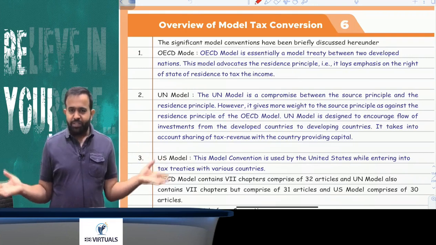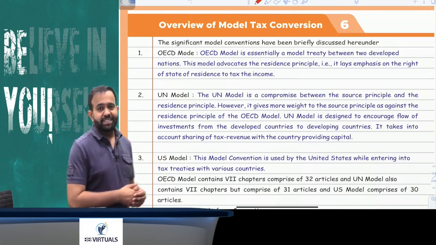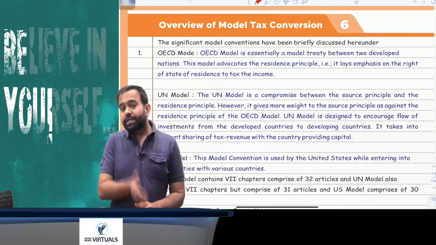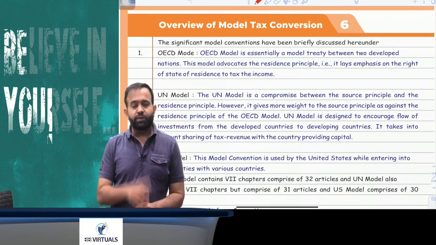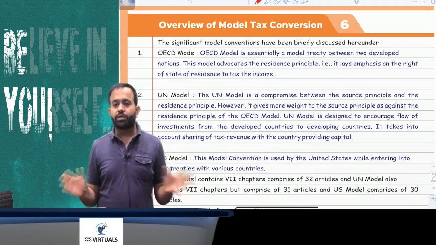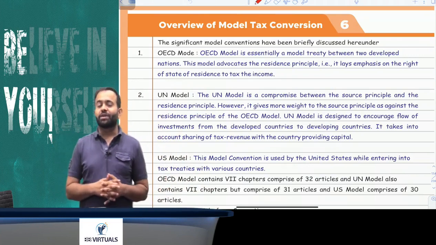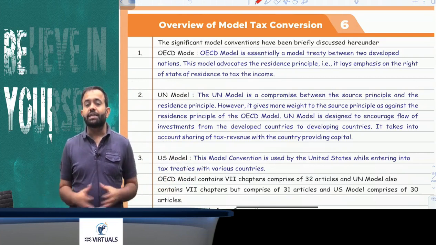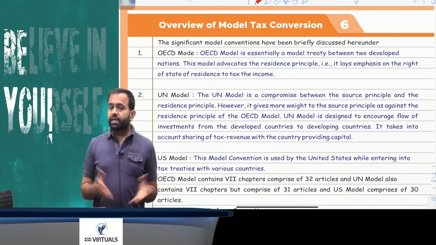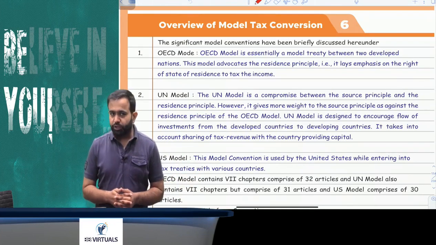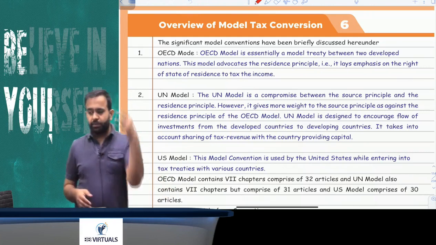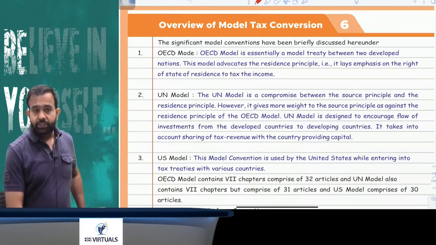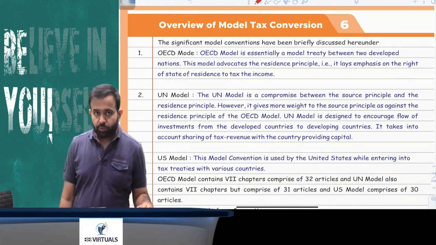One more model is the US model. The US model is basically developed only by the US. Whenever the US goes for an agreement with any country, they follow the US model because they developed it. So suppose the US government is entering into an agreement with any other country, then they are going to follow one model, that is called your US model. You got my point or not? Yes. So basically there are three models. First is your OECD model, second is your UN model, third is your US model.